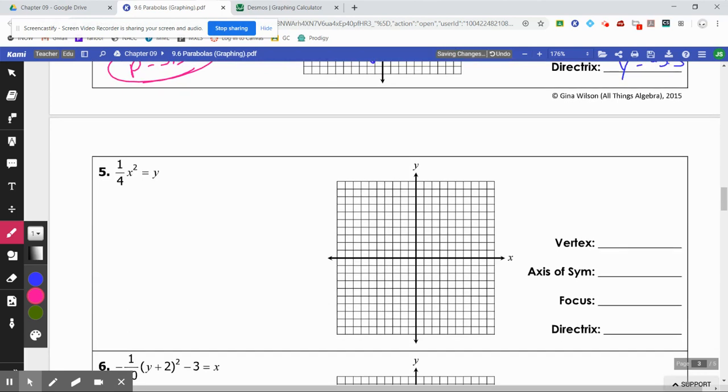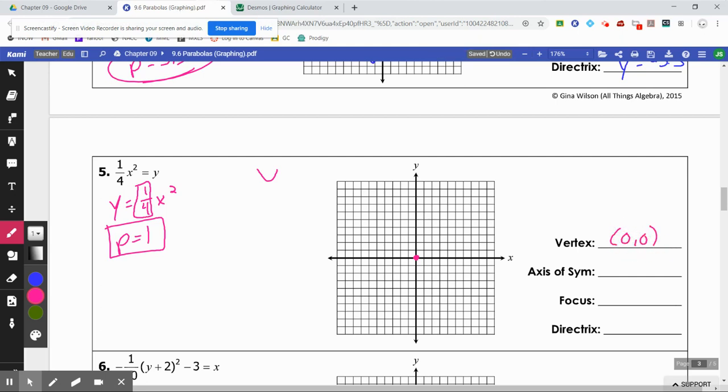Number 5. This one's already in the right form. Y equals 1/4 x squared. You can already tell your 1/4p, which is right here, gives you a p-value of 1. So this one will actually be pretty easy to work. Since it's an x squared parabola, that's going to be an up or down parabola. Since p is positive, that's going to be an up parabola. There's no plus or minuses on your x or y, so that's going to give you a vertex of 0, 0.